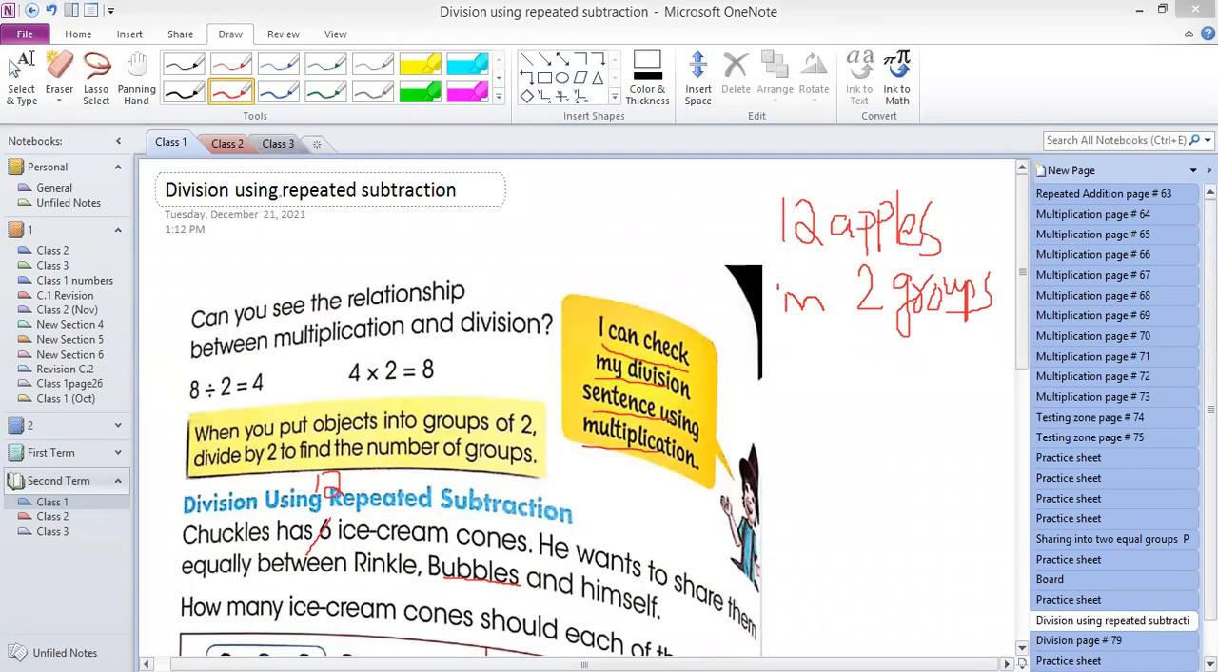Yes, guys. How many apples in one group? Six. Very good, very good. Exactly, guys. 6 apples.